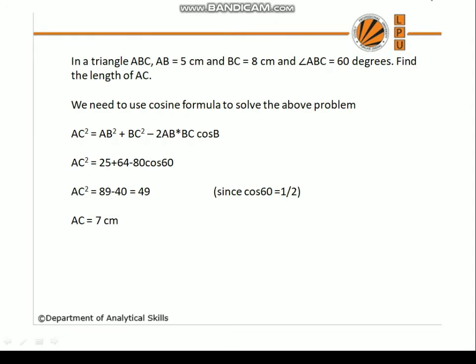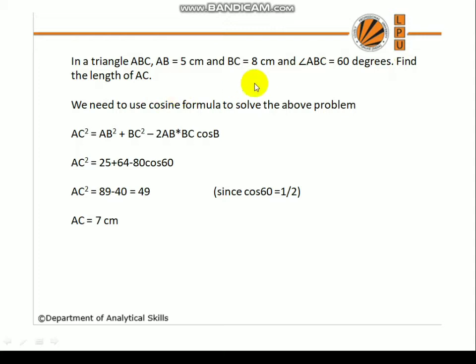Now we see some problems based on triangles. In a triangle ABC, AB is equal to 5 cm and BC is equal to 8 cm, and angle ABC is given as 60 degrees. Find the length of AC.